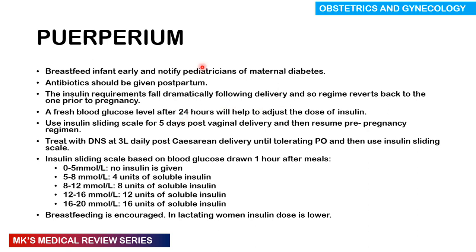We treat them with DNS at 3 liters daily post C-section until they're able to tolerate oral feeds, and then we use the insulin sliding scale. This is where you check the blood glucose, and if it's at a certain level, you give this amount of insulin, and here are the values and the amount of insulin that is given. Then we encourage them to breastfeed. Then, of course, in those that are lactating, we give them a lower dose of insulin.